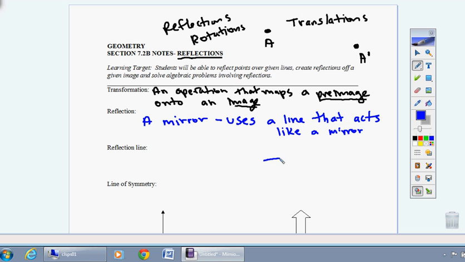So for example, let's take this line right here. This is going to be our reflection line. A reflection line is what you're reflecting your image over. And like I mentioned a second ago, a reflection line simply acts like a mirror. So if I have this point, we'll call that point A, and I reflect it over this line, it would end up right there. And we call that our image, or that'll be called A prime. So this line right here is called our reflection line.